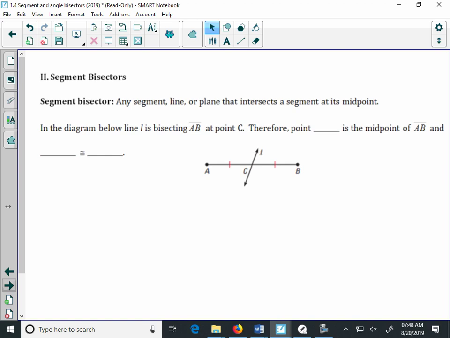Another important vocab word is segment bisector. Okay. A segment bisector is any line, segment, line, or plane that intersects a segment at its midpoint. Okay. Also think about the word bisect. Kind of sounds like what? You do it in science class. Dissect, right? When you dissect something, what do you do? Cut it, right?